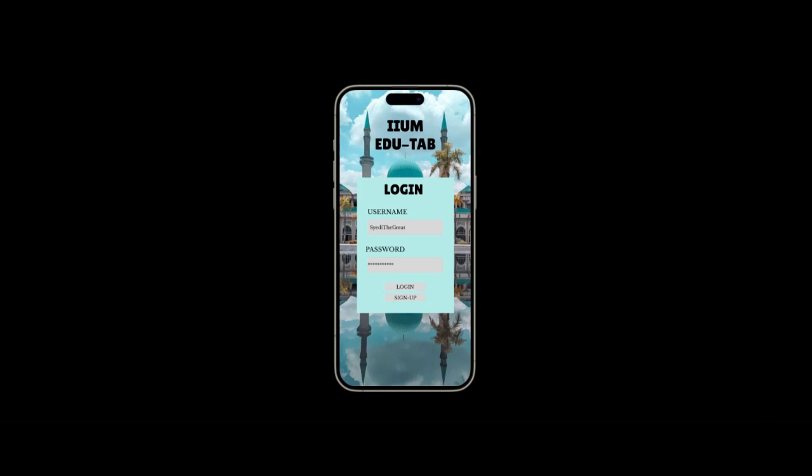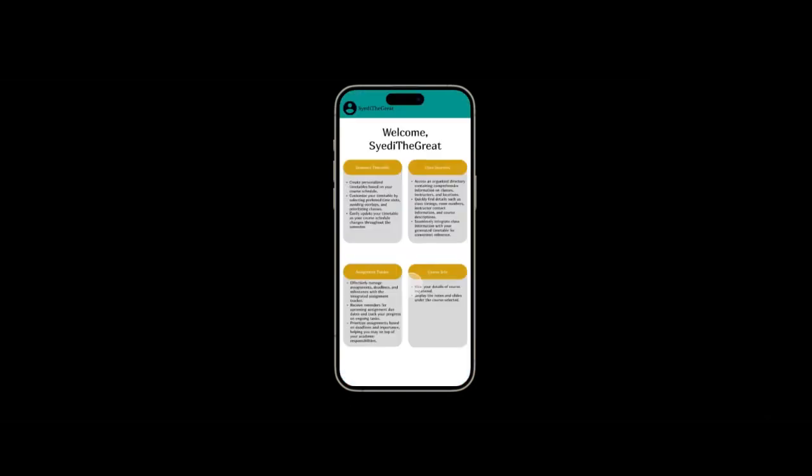So first of all, we are in the login page. So we enter the username Shady the Great and the password for Shady the Great and we click on login. So it will display welcome Shady the Great and above here is the user that we will enter, our account. So here are 4 of the content here: generate timetable, class directory, assignment tracker, and the last info.